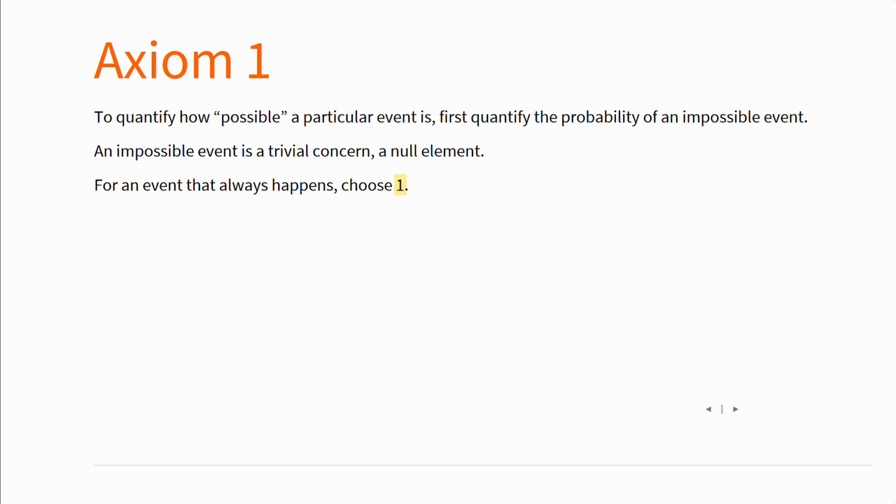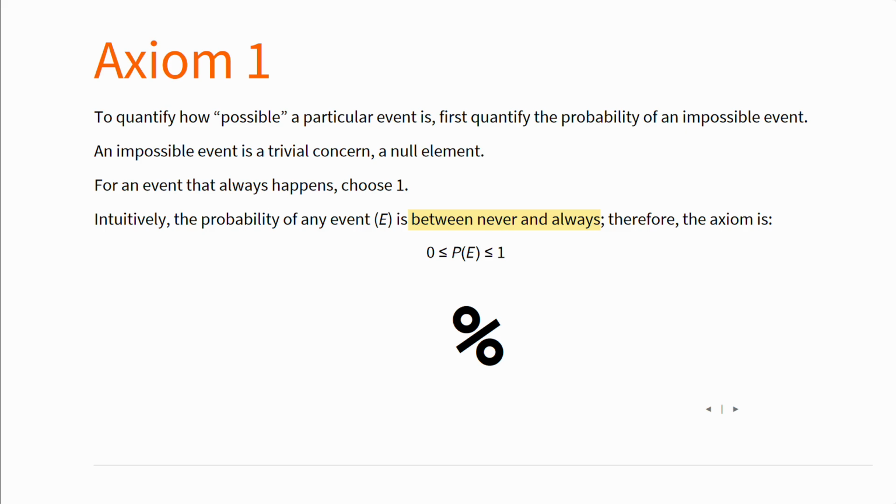From this, we get all fractional probabilities, like 1 divided by 2 or 1 divided by 6. But why 1? Well, it makes the calculus simpler. It's not the only probability standard, however. The percent notation chooses 100 instead of 1. In fact, percent comes from the Latin percentum, meaning per 100. So we could call our choice of 1 a per 1 notation. Intuitively, the probability of any event E is somewhere between never and always. So that would mean any event has a probability between 0 and 1.